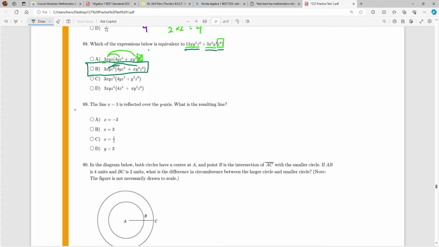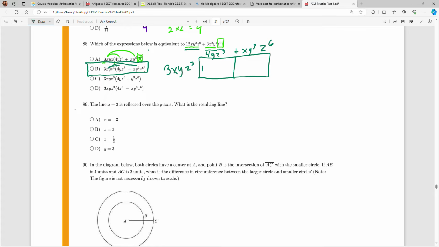So, right, 3xyz cubed times 4yz cubed plus xy cubed z to the power of 6, double checking.